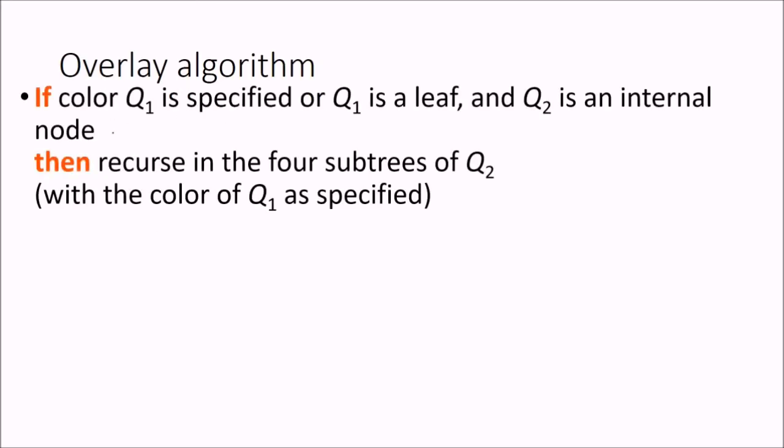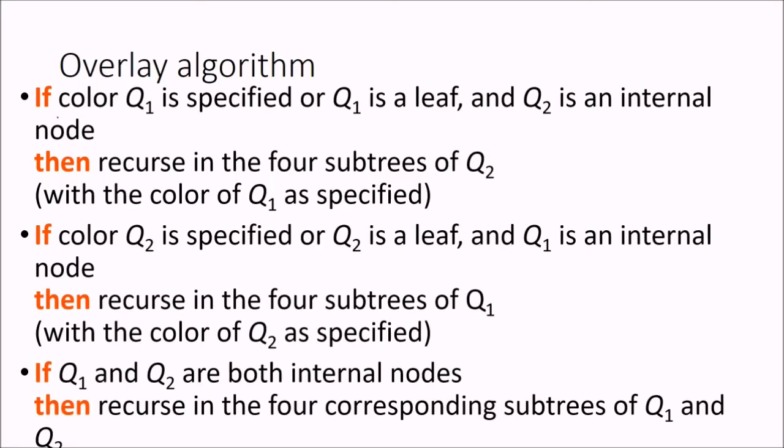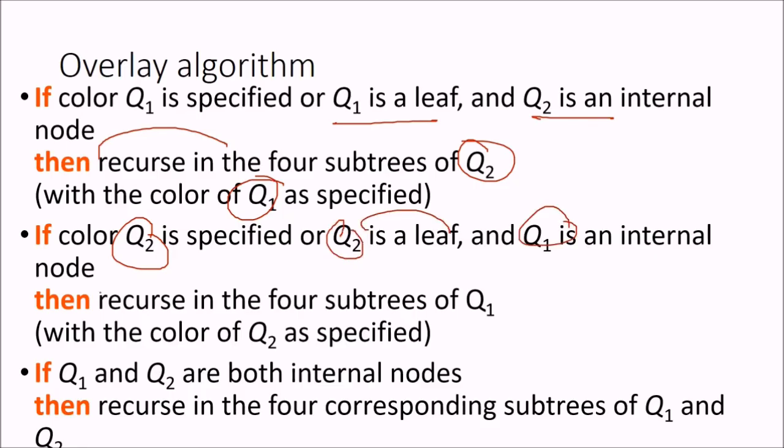Now in the overlay algorithm, we also have one more thing. If the color of q1 is specified, or q1 is a leaf, and q2 is an internal node, then we recurse in the four subtrees of q2 with the color of q1 specified. And if the color of q2 is specified, q2 being a leaf, and q1 is an internal node, then we recurse in the four subtrees of q1 with the color of q2 specified. If q1 and q2 are both internal nodes, we are talking here about, say, let me give you like this.